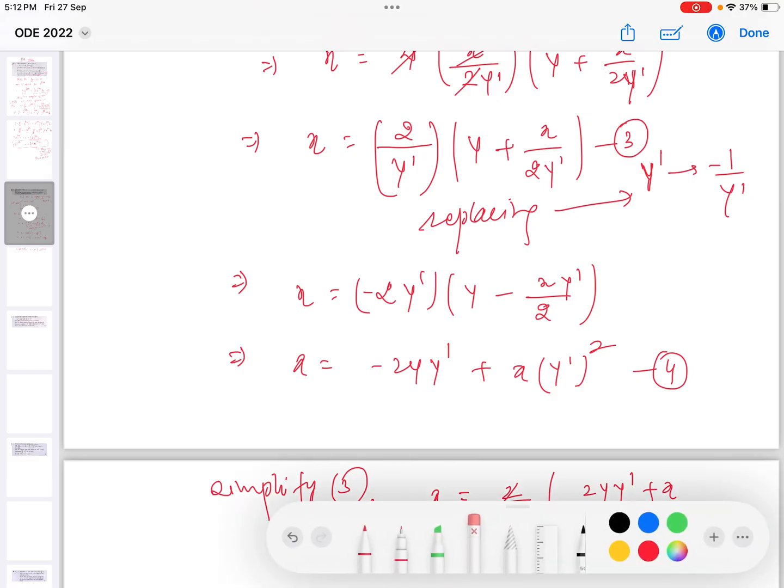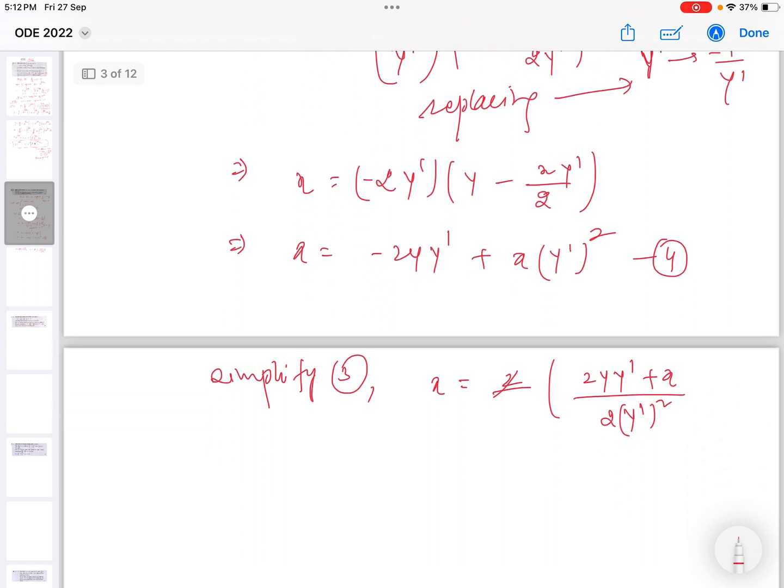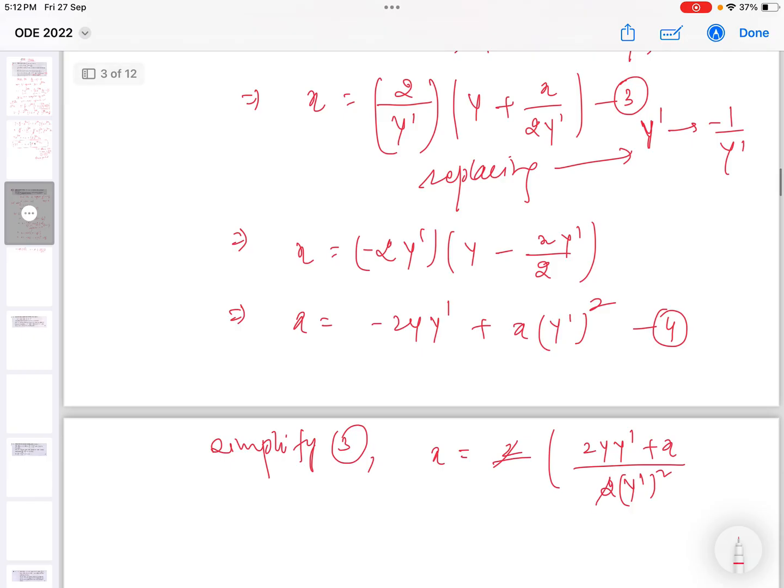Here it becomes 2y dash whole square. So multiplying, I think it got cancelled. Yeah, the x y dash whole square is equal to 2 y dash x.